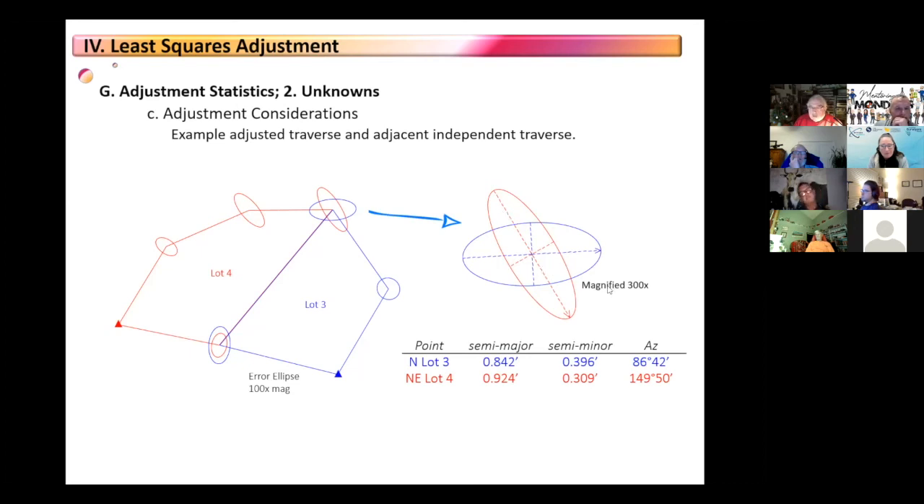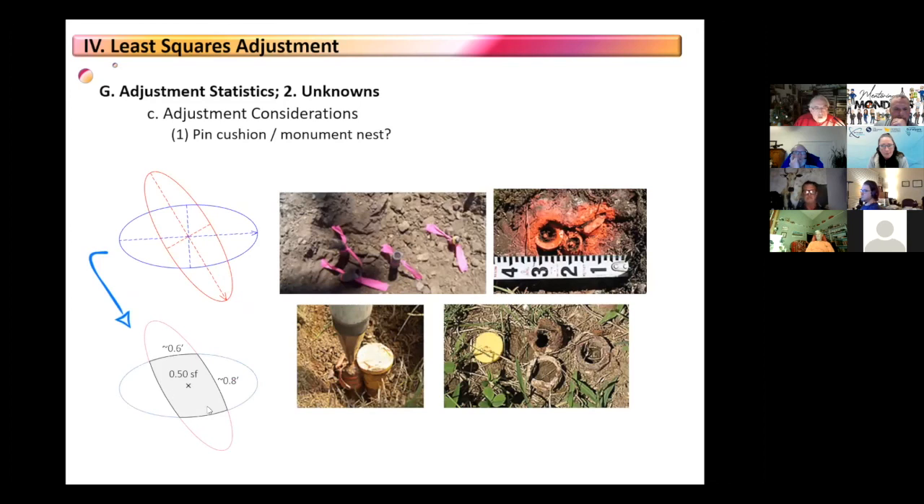Now, if I look at it even closer, I isolated those two and I looked at the overlap area. The overlap area between those constitutes half a square foot. Well, half a square foot, that's not very much. No, it's not. But it's roughly 0.6 feet by 0.8 feet. Well, what does that tell me?